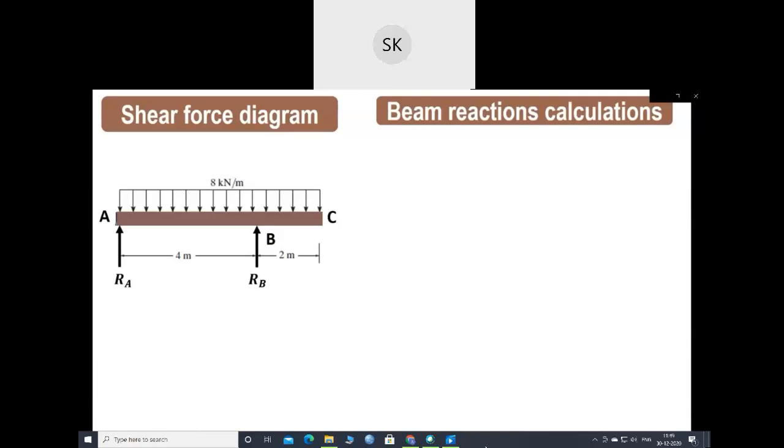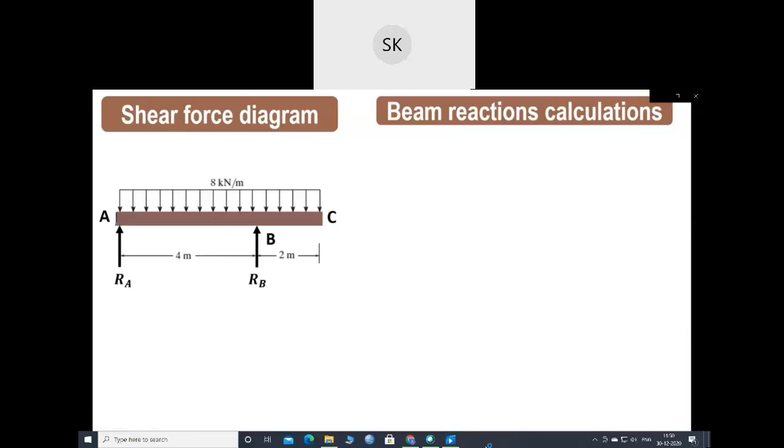First we'll convert this uniformly distributed load into a point load. Now we know that the meaning of 8 kilonewton per meter is that for 1 meter length the load acting is 8 kilonewton. Then for 6 meter length on which that UDL is acting, the load will be 8 into 6, that is 48 kilonewton. As this is a rectangular distribution, the load will act at the center of this rectangular distribution, that is 6 upon 2, that is 3 meter.